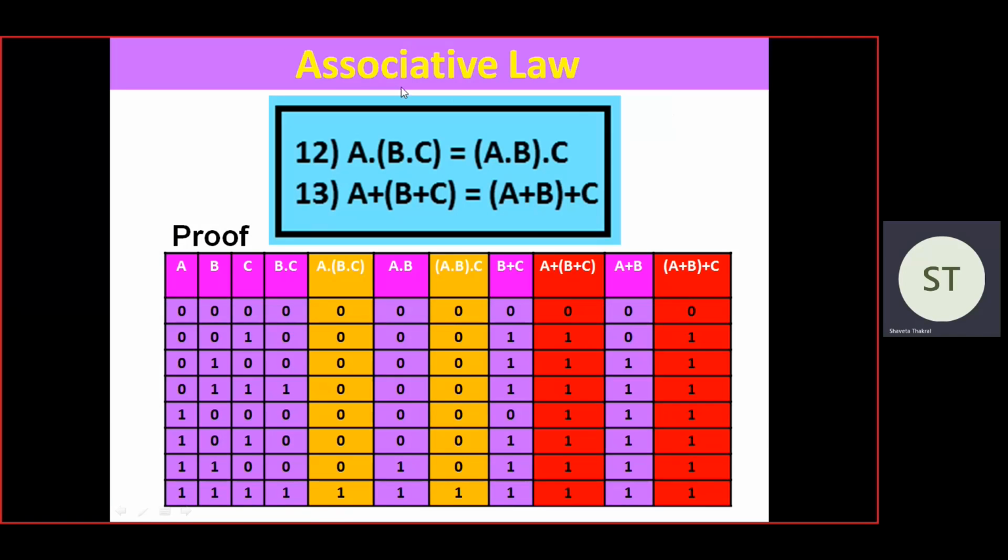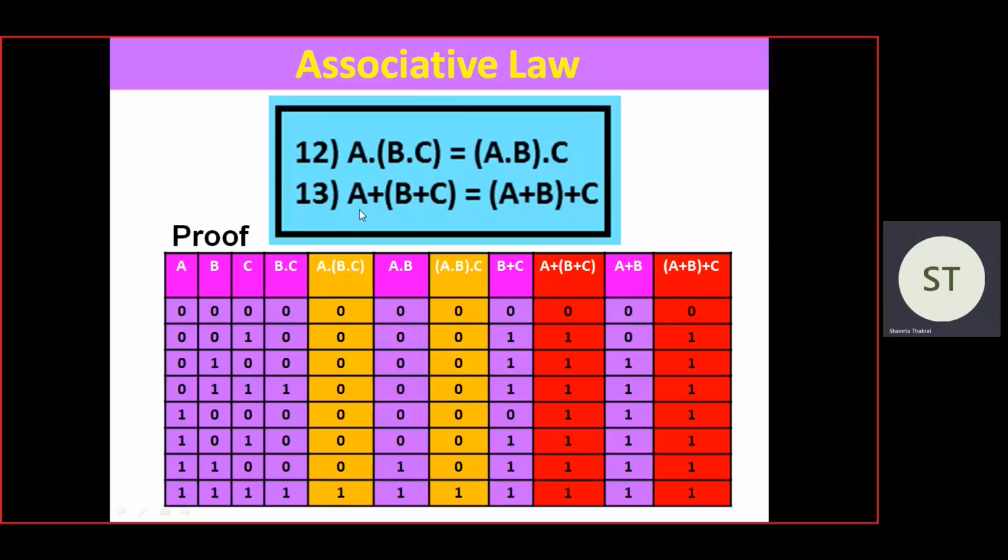Then next we have associative law. Associative law says that A ANDed with ANDing of B and C, that is equal to A ANDed with B, and this AND operation is ANDed with C. So it doesn't matter whether we AND B and C first, then AND with A, or we AND A and B first, then AND it with C. So ANDing operation in three variables doesn't matter. We AND any two variables first, then with the third variable.